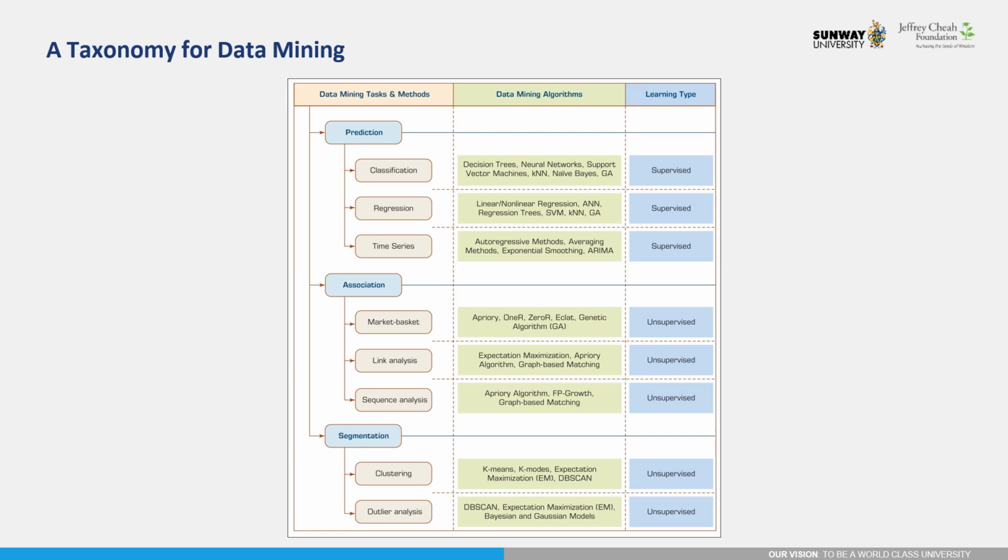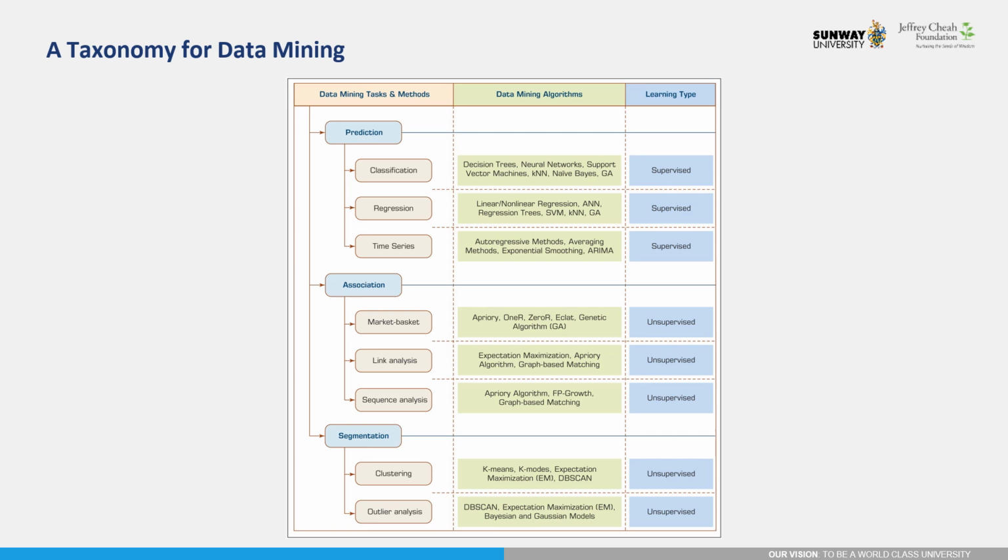Data mining has different tools and techniques. We have decision trees, neural networks, support vector machine, which is very famous as SVM, and KNN, neural networks, naive Bayes. You can understand the regression concept, linear and non-linear regressions, ANN, artificial neural networks, and also regression trees, SVM, KNN. In time series, we have ARIMA, ARMA, and a lot of other exponential smoothing methods.